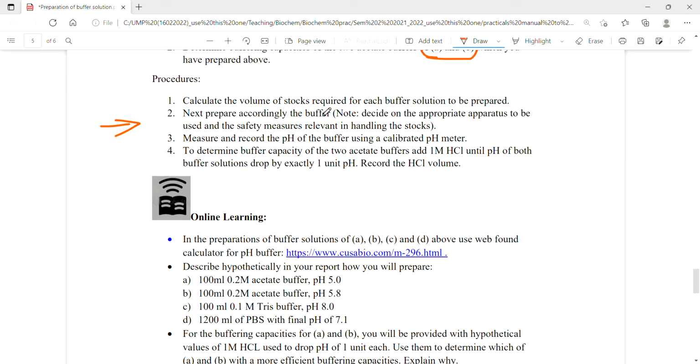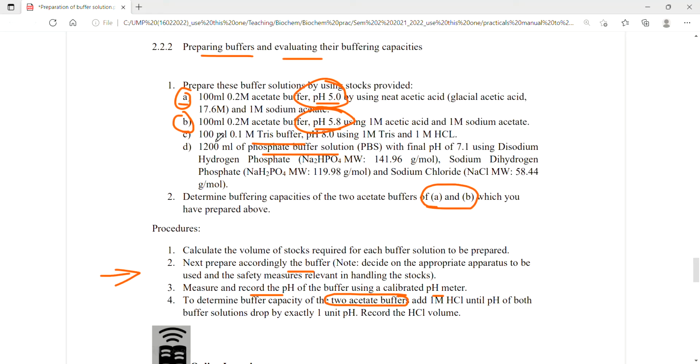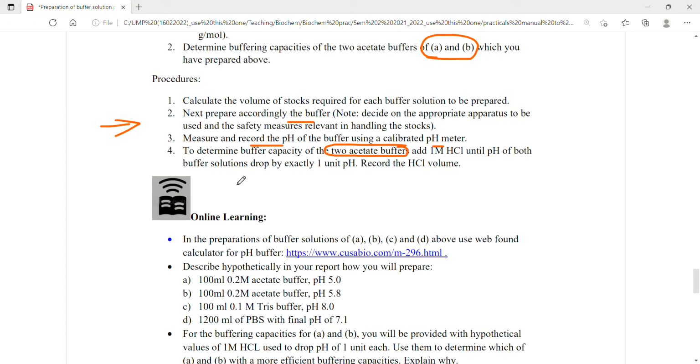First, calculate the volume of stock required for each buffer solution to be prepared. Yeah, this is the old, manual way. Next, prepare the buffer accordingly. Okay, then measure the pH using a pH meter. And lastly, determine the buffer capacity of the two acetate buffers. I only ask for A and B, not all. How to do it is to add 1 molar HCl until there is a change of exactly 1 pH unit.